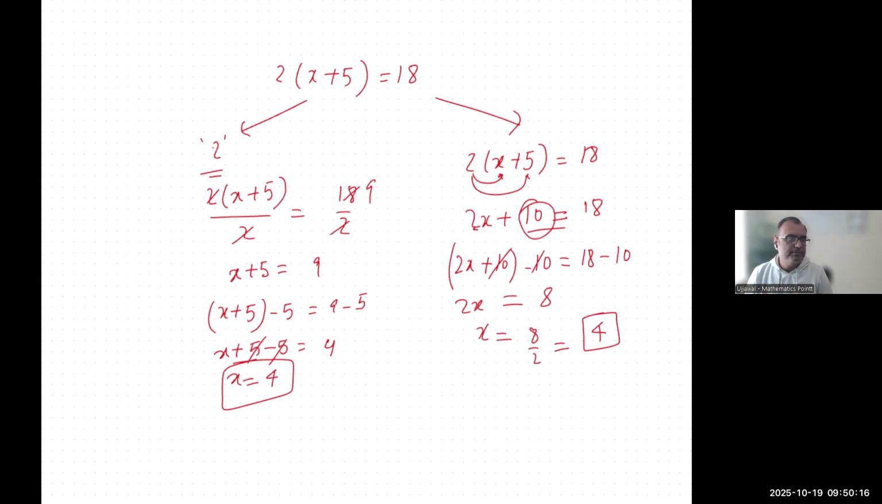Let's do one more. I hope this is making sense today. All right, let's do one more. 3m minus 4 plus 8 equals 5. Go for it. Solve m.